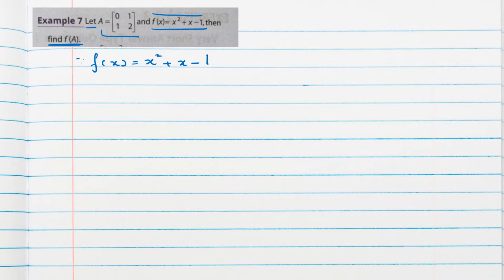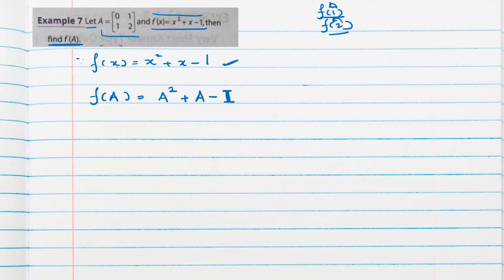So how are we finding f of 1 and f of 2? We are substituting x value 1 and x value 2 to get f of 1 and f of 2. Likewise, to find f of A, we should substitute x value A in this expression. So we will get A square plus A minus 1. Okay, but 1 in matrix is what? Identity matrix. Okay, so here the identity matrix will come.